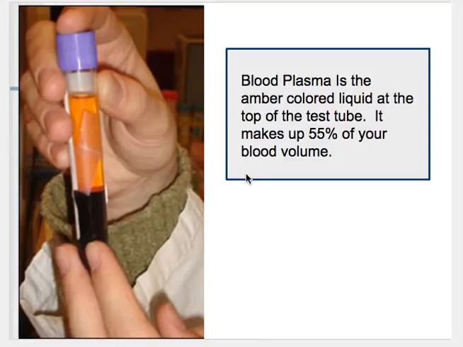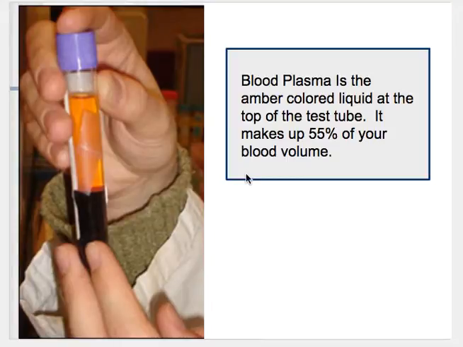Hello, everyone. I am going to talk to you today about blood plasma. Blood plasma is that amber colored liquid at the top of that test tube there. I need you to remember that blood plasma makes up about 55% of your blood volume, and that plasma is mostly water. Remember that in the blood samples, we're going to have formed elements, which we talked about: the red blood cells, the white blood cells, and the platelets.